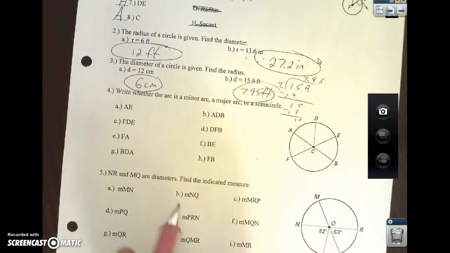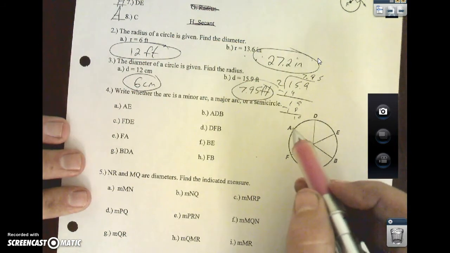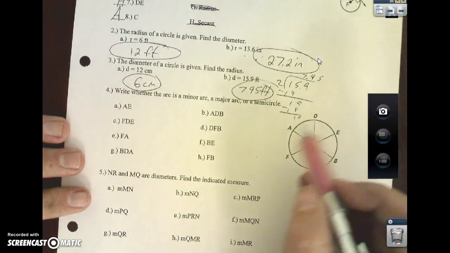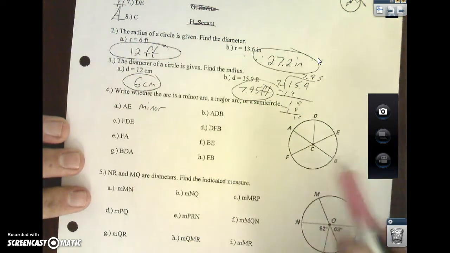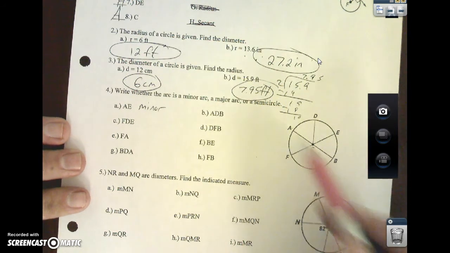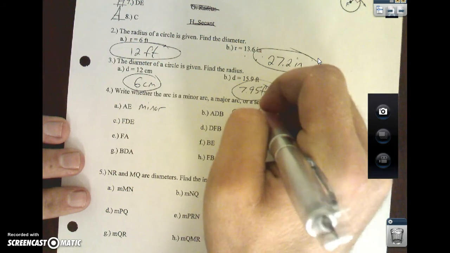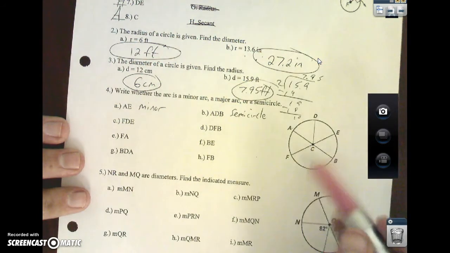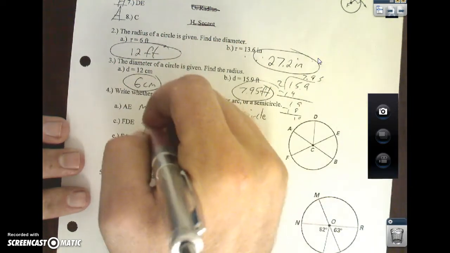Now determine whether the arc is minor, major, or semicircle. So AE starts here, always the shortest distance. It's less than a semicircle, therefore it is minor. ADB, all the way around, and it's halfway. If the endpoints land on a diameter, you know it has to be a semicircle. FDE, same thing. Semicircle, that's your diameter right there.